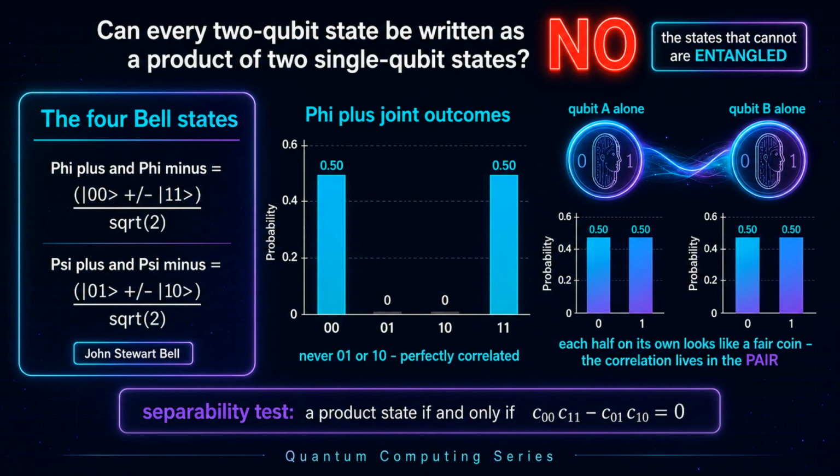Now the question that separates quantum from classical information. Can every 2-qubit state be written as a product of 2 single-qubit states? The answer is no, and the states that cannot are called entangled. The 4 Bell states, named after John Stuart Bell, are the standard maximally entangled pairs. Take phi plus, the equal combination of 0, 0, and 1, 1. Measuring both qubits gives 0, 0 half the time and 1, 1 half the time, and never 0, 1, or 1, 0. Yet each qubit examined on its own behaves like a fair coin. The correlation lives in the pair, not in either member.